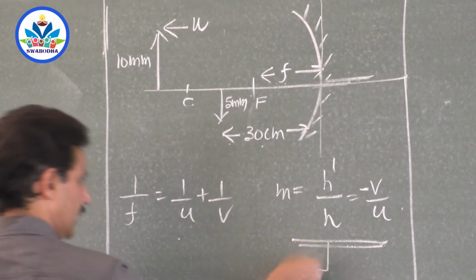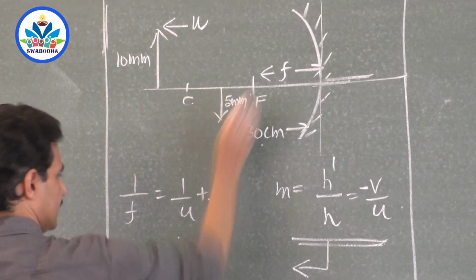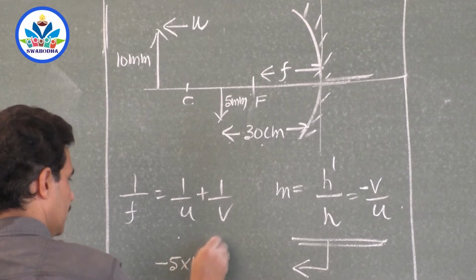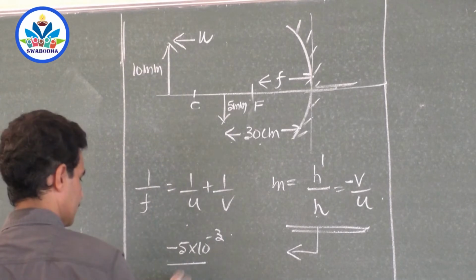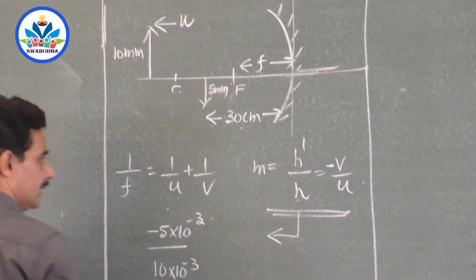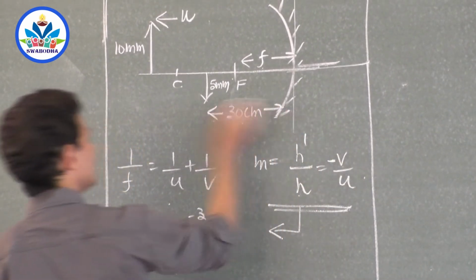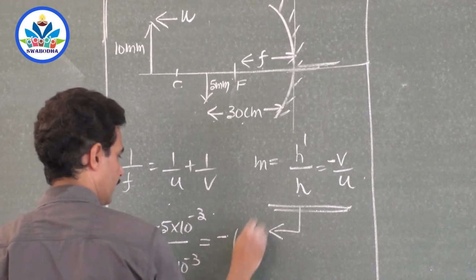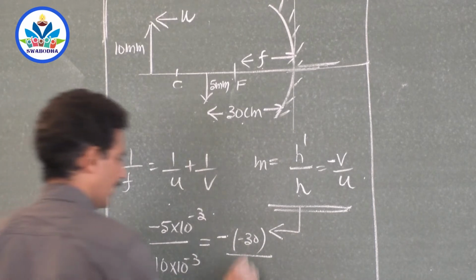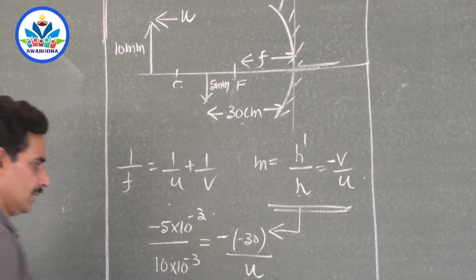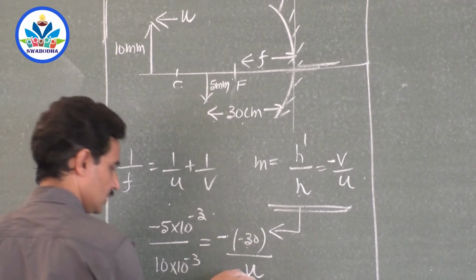So applying this formula, h dash, height of the image, 5 millimeter below the principal axis, minus 5 into 10 to the power minus 3, divided by height of the object above the principal axis, plus 10 millimeter, is equal to minus v, image distance, minus 30. Of course, I could have converted it into meters, but you have centimeters here. The object distance you get will be in centimeters, so we will be satisfied with centimeters only. So this is 30 centimeters and whatever u is, in centimeters.